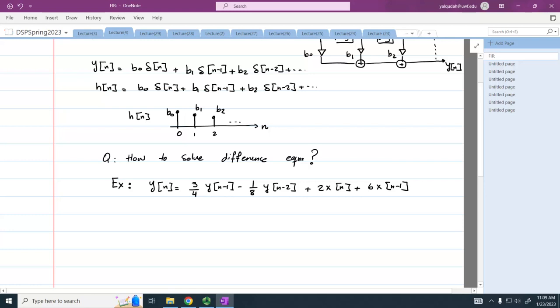What kind of filter is this? IIR. Why? Because it depends on the output. Because I have these two terms. This is an IIR filter.